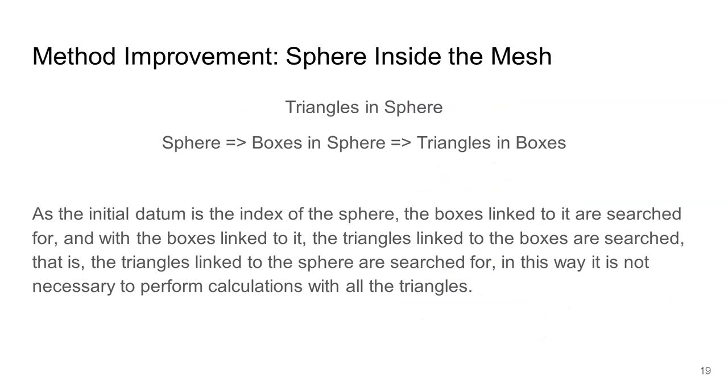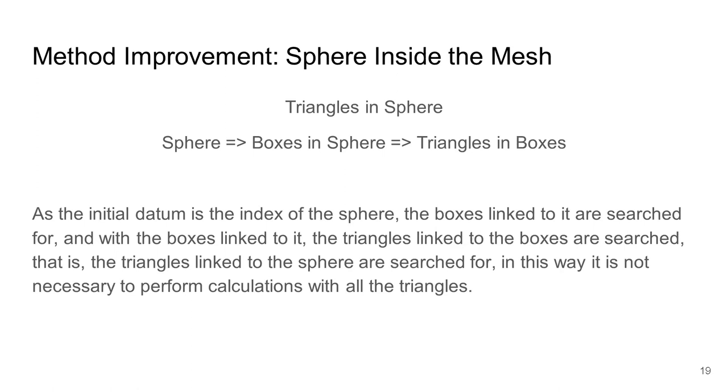Sphere inside the mesh. The initial datum is the index of the sphere. The boxes linked to it are searched, and with the boxes linked to it, the triangles linked to the boxes are shared. That is, the triangles linked to the sphere are searched for. In this way, it is not necessary to perform calculations with all the triangles.